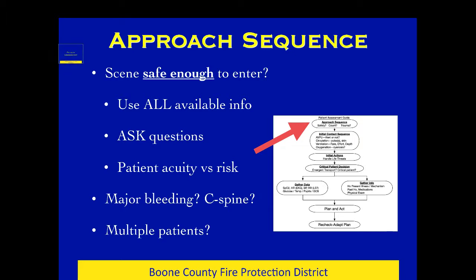So your initial approach has a scene safety component to it, and then is there major bleeding and C-spine control? Is this a trauma patient where we're going to need to attend to bleeding urgently, hopefully assign that to someone along with C-spine control, and it may alter your position. You may decide to move to the head of the patient rather than be at the patient's side for these critical trauma patients. And then, of course, are there multiples, which would then alter our assignments of personnel and to some extent our priorities, but certainly the speed at which we're able to assess all these patients.